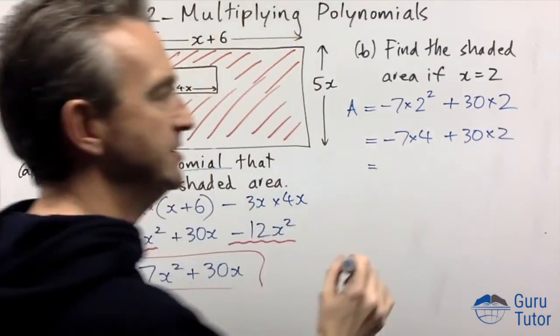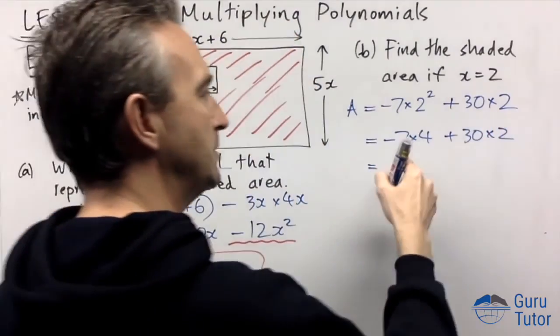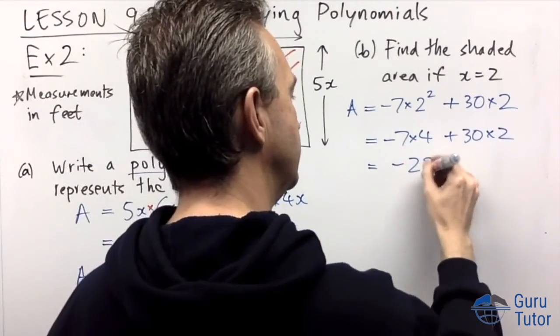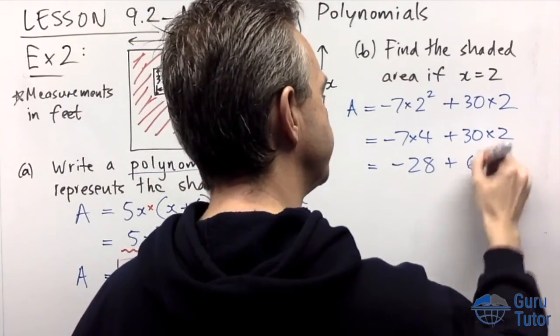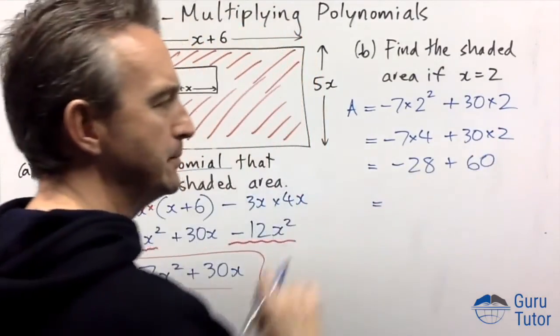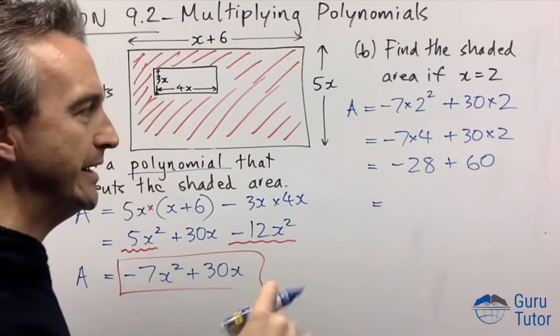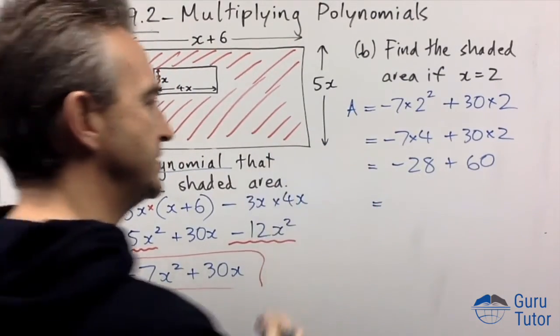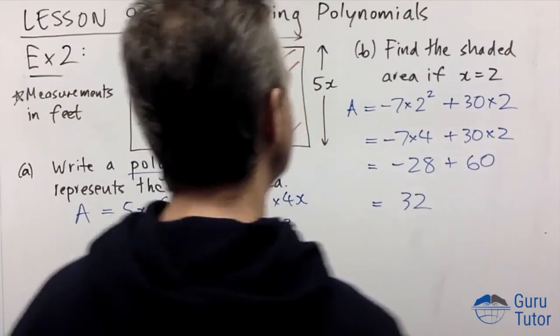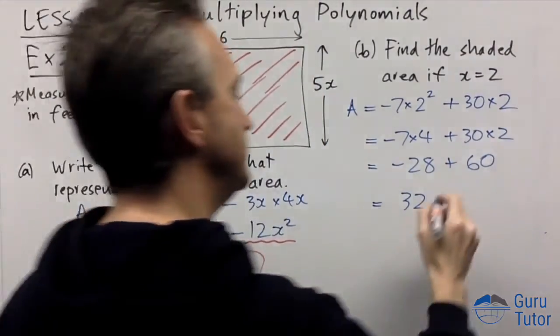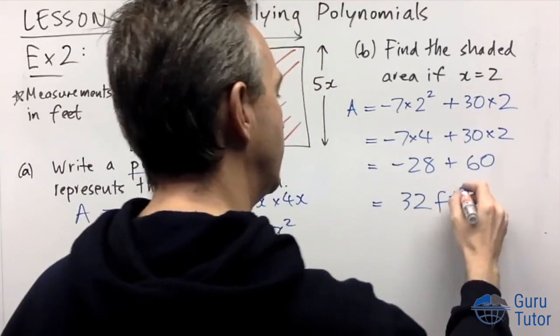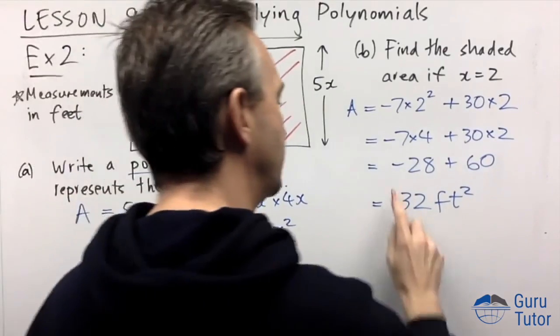Now we have multiplication and addition. What do we do first? We do the multiplications first. Minus 28, 60. Alright, minus 28 plus 60, or 60 minus 28. Remember, commutative property, you can switch the order. 32, and everything is in feet, so it's 32 square feet. Don't forget to get the units correct, all right?